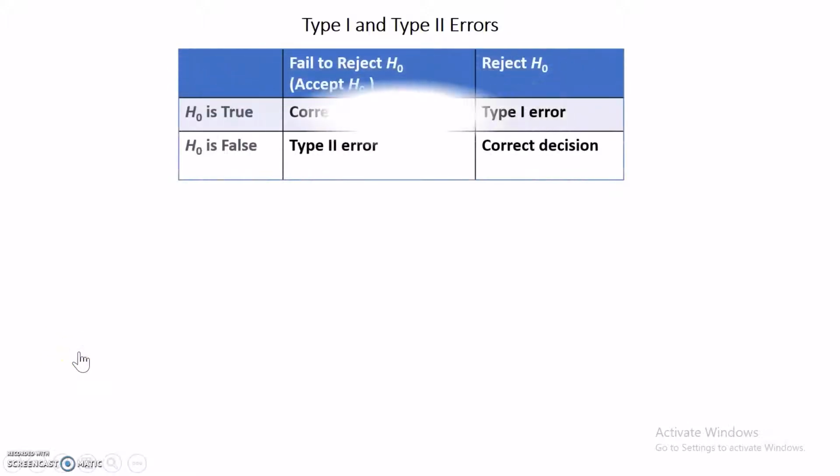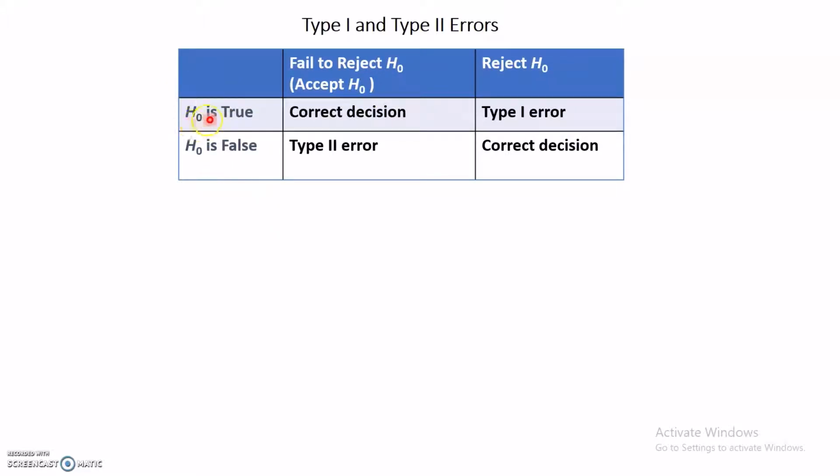In order to understand the difference between the type 1 and the type 2 error, let's see this particular diagram. Look at that. What I have here is a table. On this side we have the status of the null hypothesis, and on this side I have whether we are rejecting or not rejecting the null hypothesis. So it all starts with the null hypothesis, right?